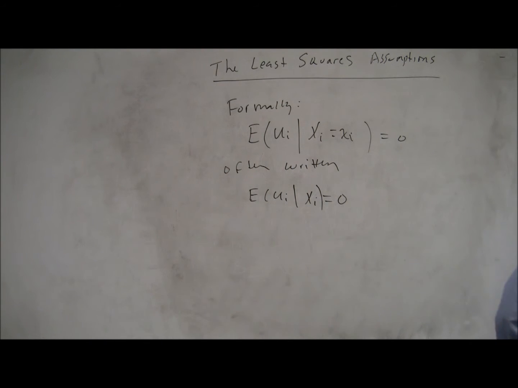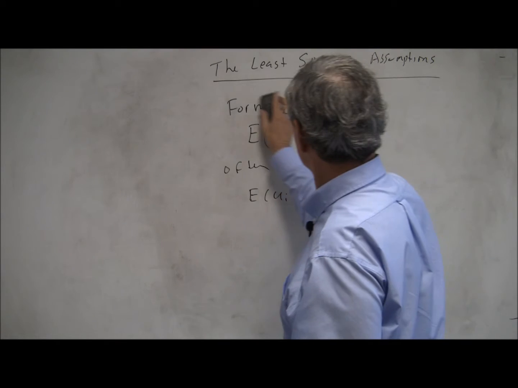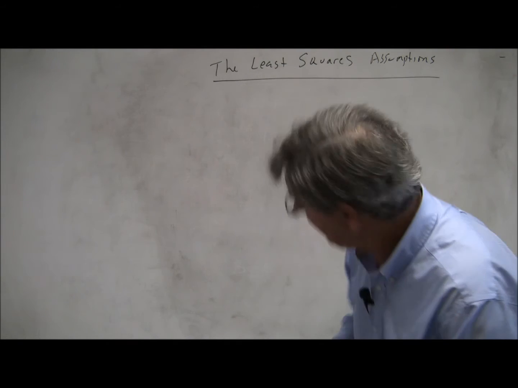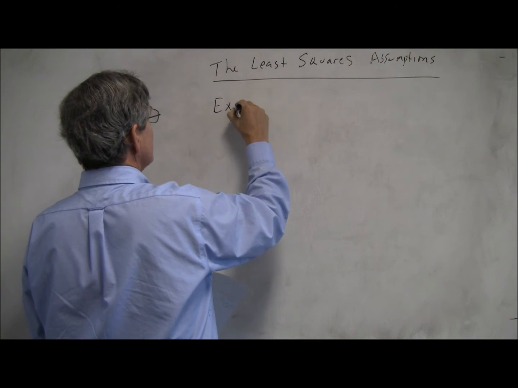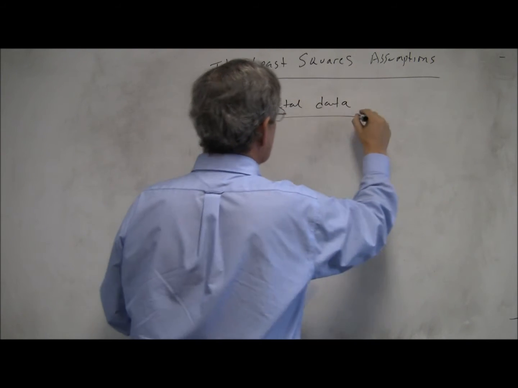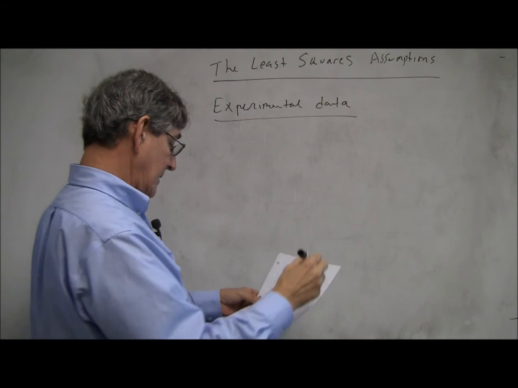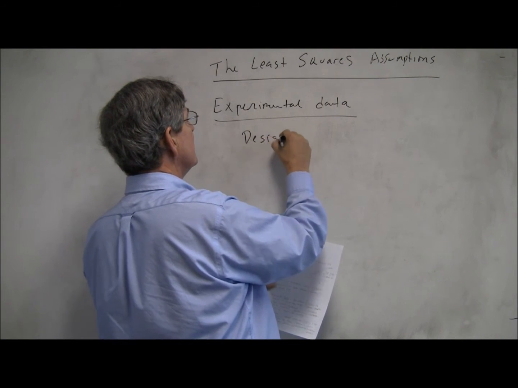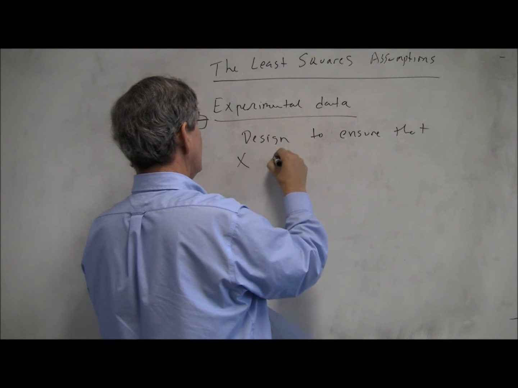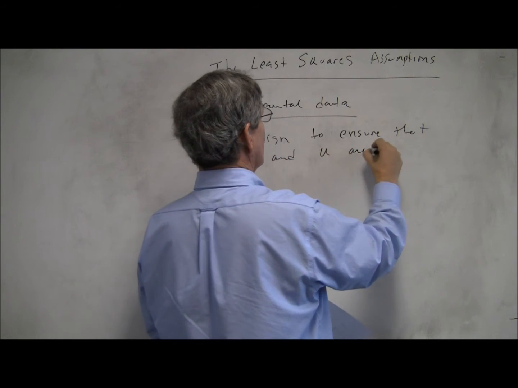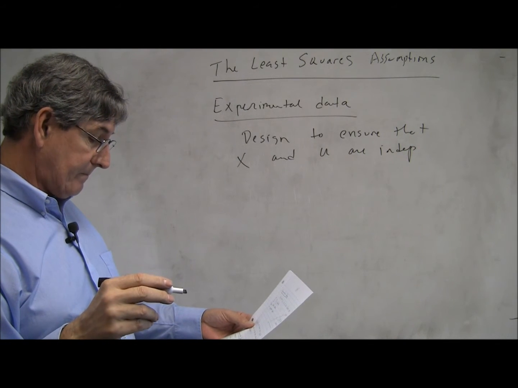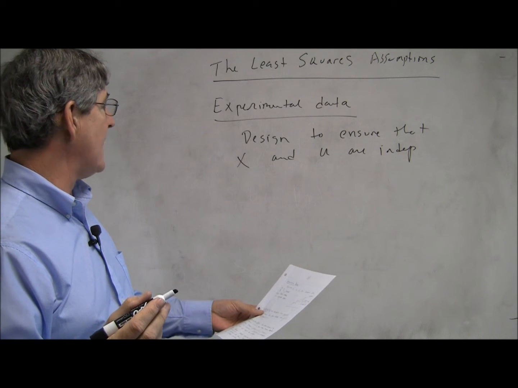Now, one way to ensure this, if you have experimental data, so you can design the experiment yourself, you can design the experiment to ensure that x and u are independent. If they're independent, then that assumption will be satisfied.